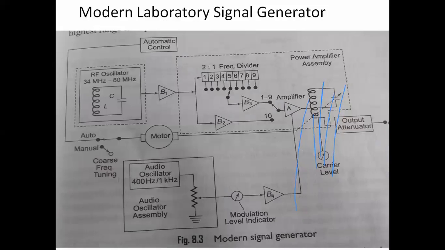The next one is the modern laboratory signal generator. In the modern laboratory signal generator, we see the same structure as in the standard signal generator. The components that are in the standard signal generator appear here too. The basic block is the RF oscillator, which is able to produce 30 megahertz to 80 megahertz.